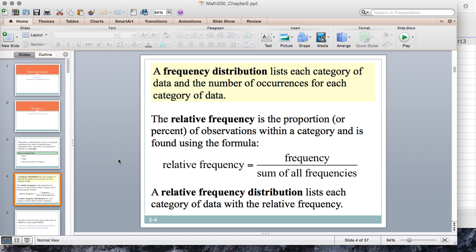So in order to find a relative frequency, all you do is take the frequency for that category and divide by the total number of frequencies. Now, a relative frequency distribution just lists each of the categories along with their relative frequency.